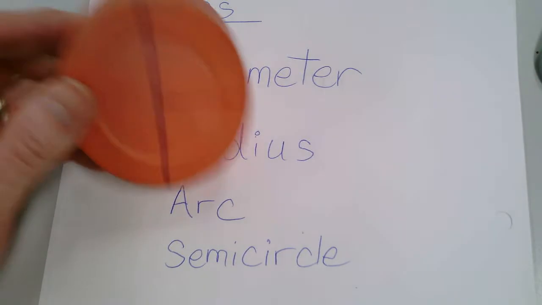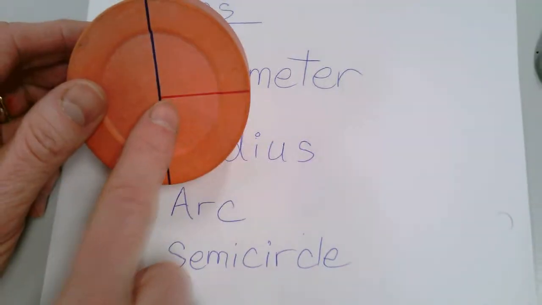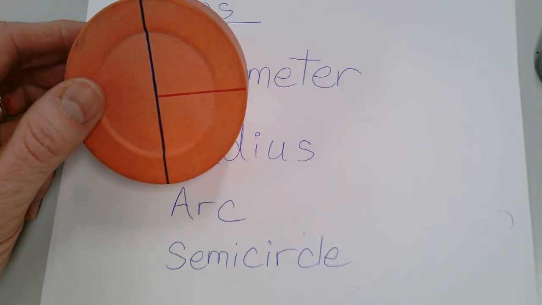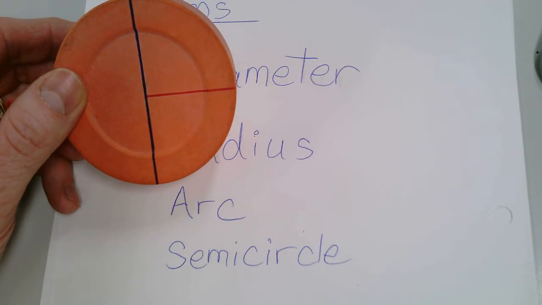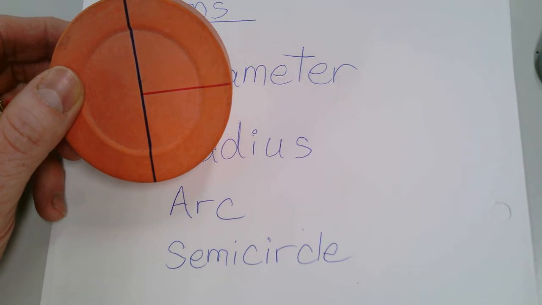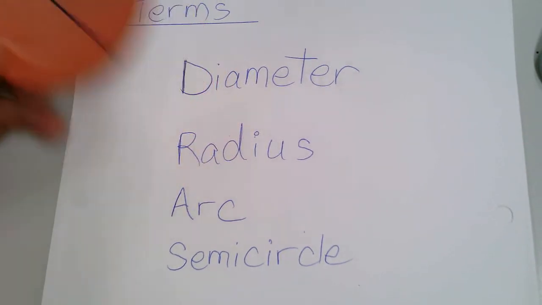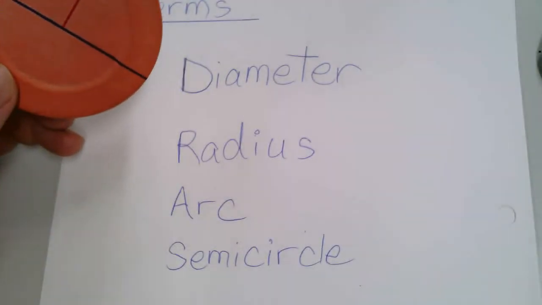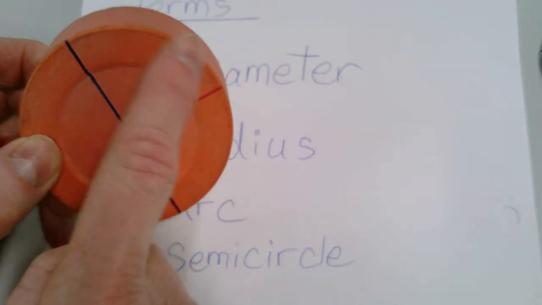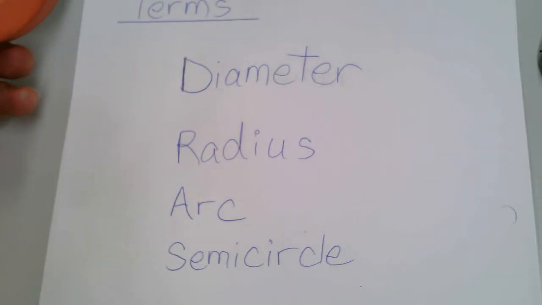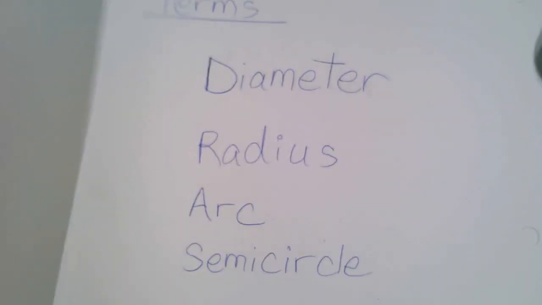The radius is, as seen by the red line here, halfway across the circle that goes from the middle right to any one of the outside edges. And as you can see from the two lines, the radius is only half the size of the diameter, or there's two radii in one diameter. The third term there is arc, and we already learned this before the break. The arc is any part of a circle's edge. And then finally, semicircle. You guys know that semi means half, so it's just half a circle. So those are the terms for today.